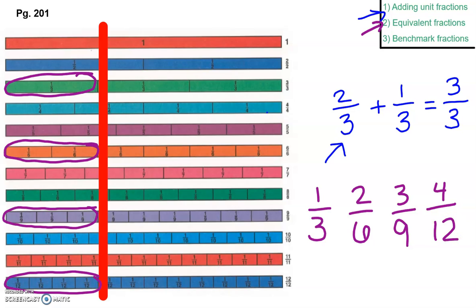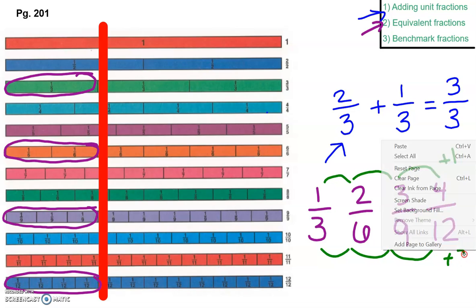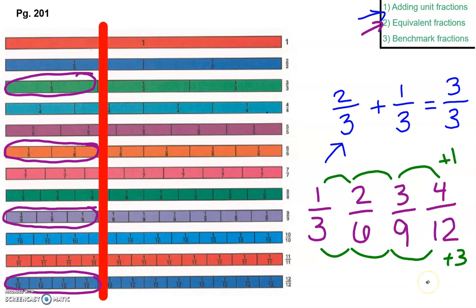Again, we talked about this in class, so you may remember. Notice how much each of these is going up by. They are each going up by 1. And then check these out. These are each going up by 3. Well, what was our original fraction? 1/3. So that would be where your 1 is, and that would be where your 3 is.